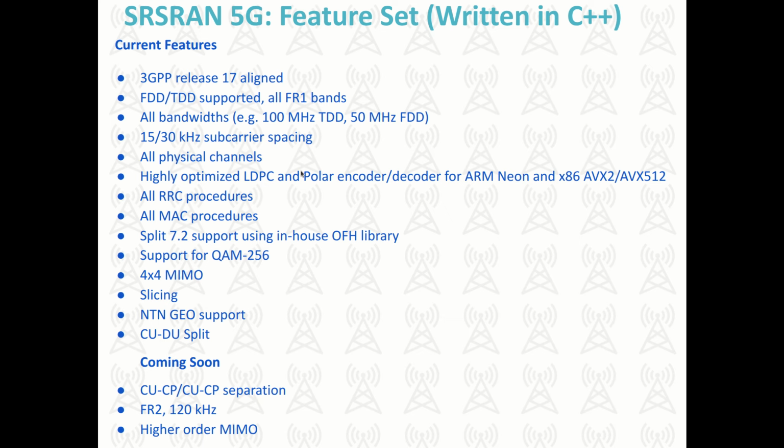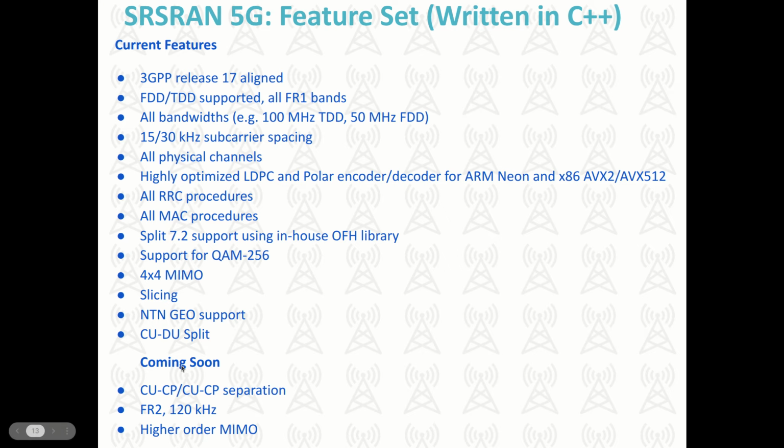They have highly optimized LDPC and polar encoder decoder, all RRC procedures, MAC procedures. They also support split 7.2 using an in-house OFH library. QAM256 support is there, 4x4 MIMO, slicing. NTN has been there for some time now. Then they also have CU-DU split. They were not really having this CU-DU split almost 1.5 years back, but now they have it.